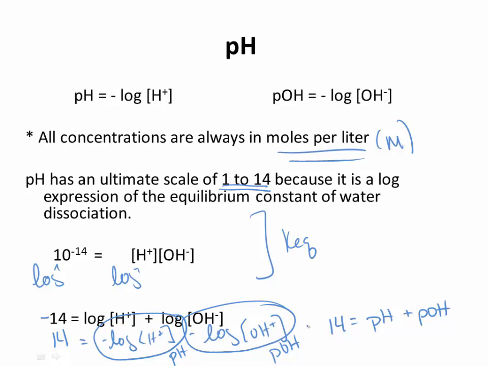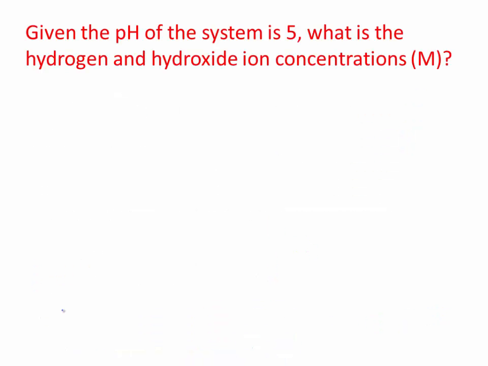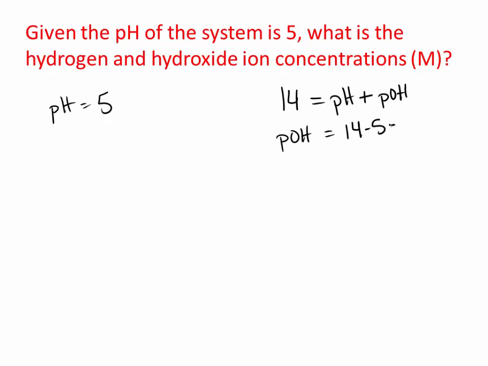This rule is extremely useful when converting between the given pH of a solution, which is easily measurable, to the hydroxide ion concentration present in that solution. In this example, you are given the pH of a system of 5, and you're asked to find what the molar concentration of hydrogen and hydroxide ions are. When given the pH of a system, it is very simple to also find the pOH of the system, as 14 equals pH plus pOH, and therefore the pOH is equal to 14 minus 5 equals 9.